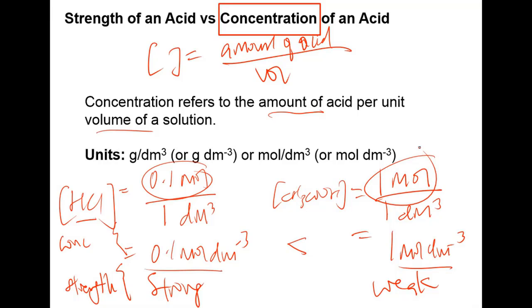So take note, make sure you are very clear on this. The strength is only dependent on the acid itself. You cannot change the strength of an acid by using more or less of the acid. It is dependent on the acid. HCl is forever a strong acid, ethanoic acid is forever a weak acid, but I can have a concentrated solution of a weak acid and a dilute solution of a strong acid.